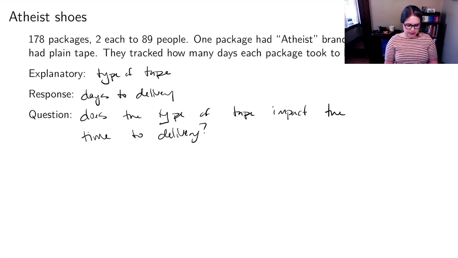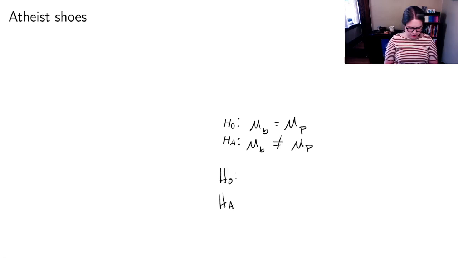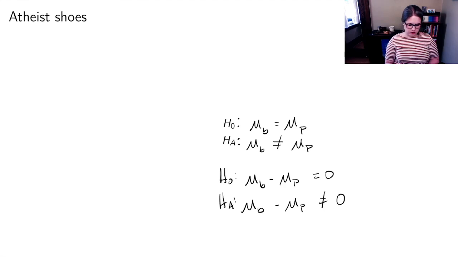So we're going to formalize that into some hypotheses. I don't know why they showed up in the middle of my slide, but here we go. So our null hypothesis is going to be that the average amount of time for the branded tape is equal to the average amount of time for the plain tape. And the alternative is the mean for the branded tape is not equal to the mean for the plain tape. Or we could rewrite this by doing the subtraction. Mu b minus mu p is equal to 0, or mu b minus mu p is not equal to 0.